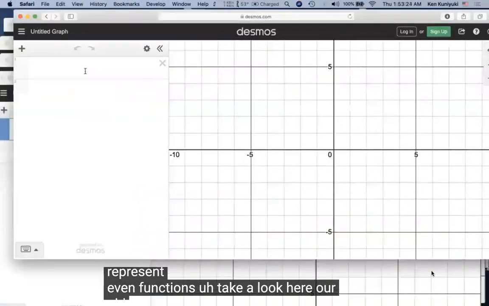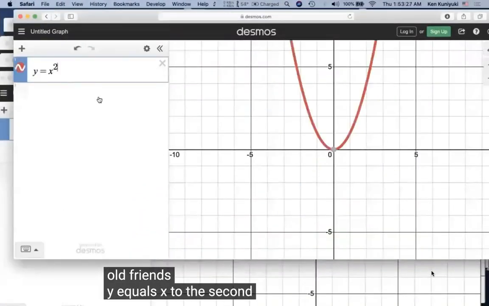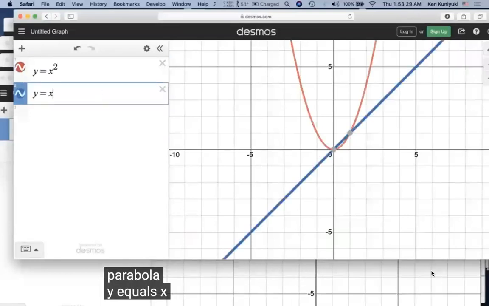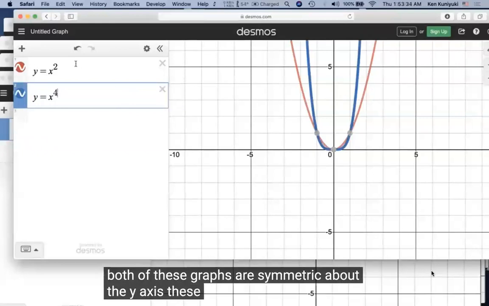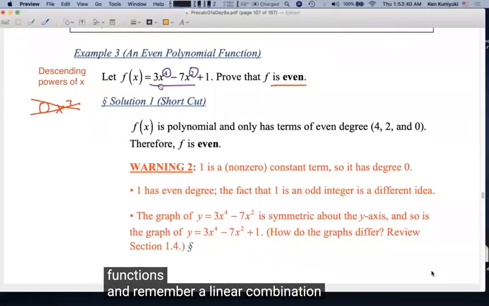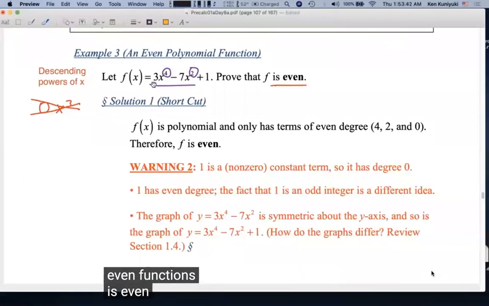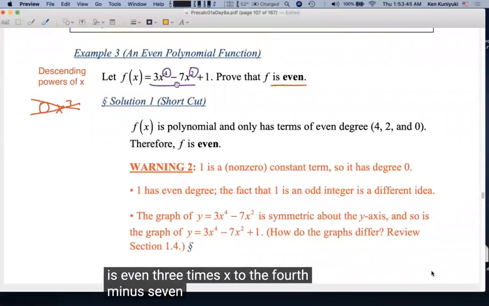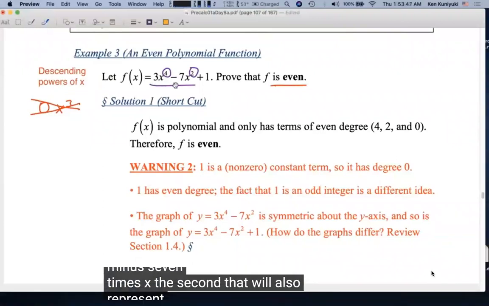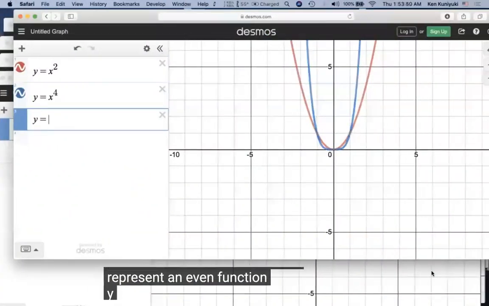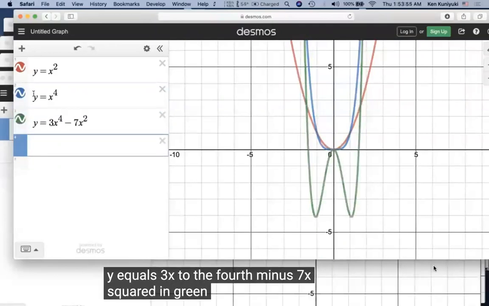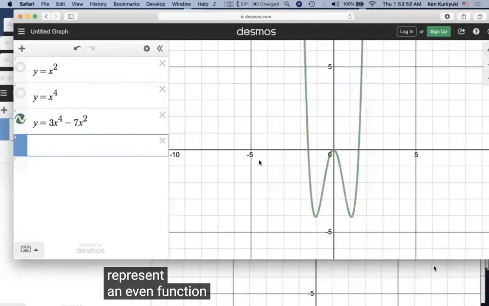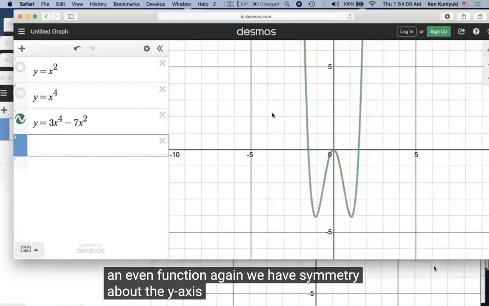Take a look here. Our old friends, y equals x to the second, that's a parabola. Y equals x to the fourth, that's another bowl. Both of these graphs are symmetric about the y-axis. These both represent even functions. And remember, a linear combination of even functions is even. 3 times x to the fourth minus 7 times x to the second will also represent an even function. Y equals 3x to the fourth minus 7x squared in green, that's going to represent an even function. Again, we have symmetry about the y-axis.